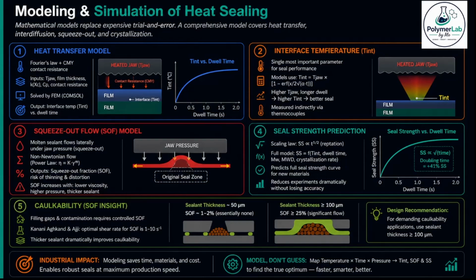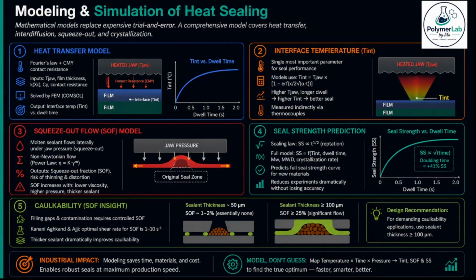The model is typically solved using the finite element method. COMSOL is commonly used in the literature. Key inputs: jaw temperature, film thickness, thermal conductivity as a function of crystallinity, specific heat, and contact resistance. The output: interface temperature as a function of dwell time. This output directly feeds into the diffusion and crystallization model.